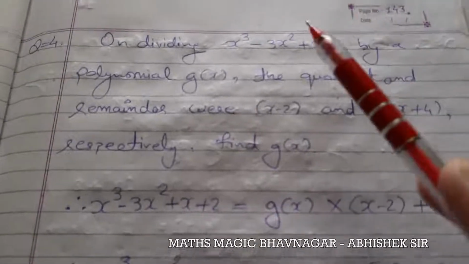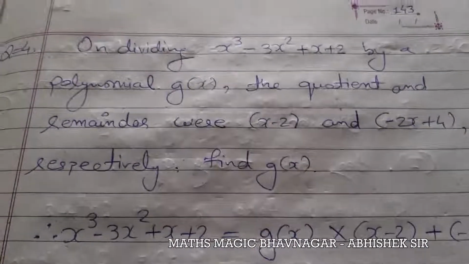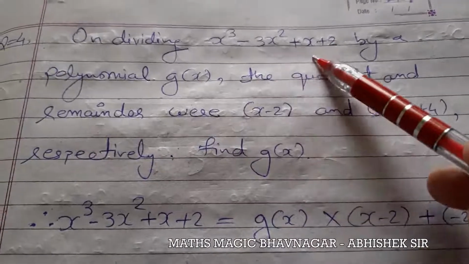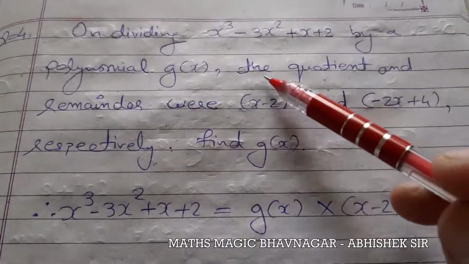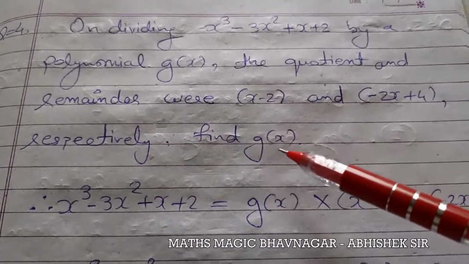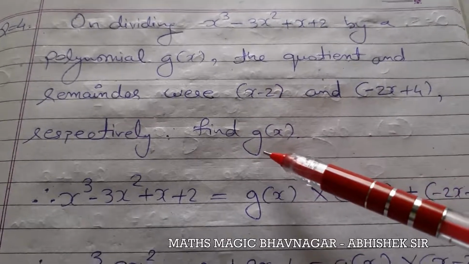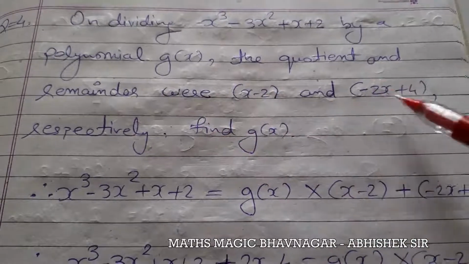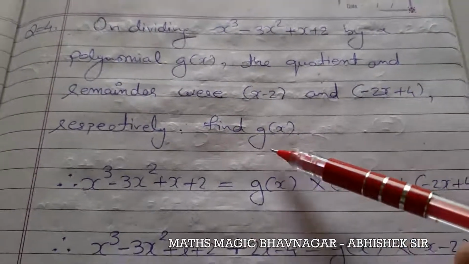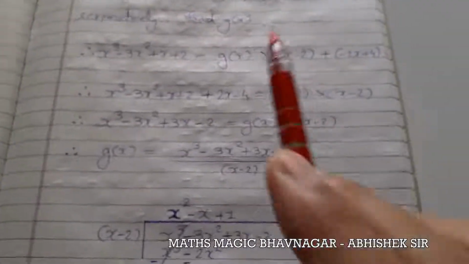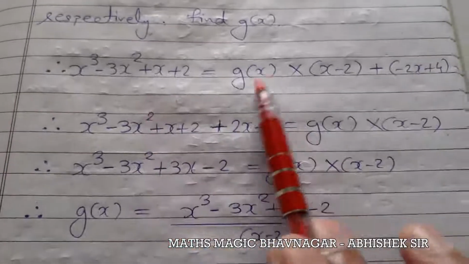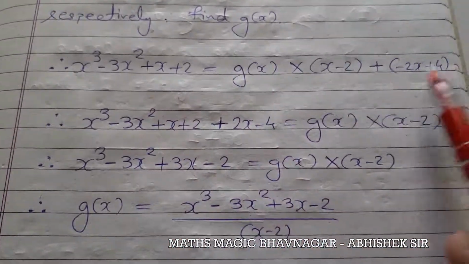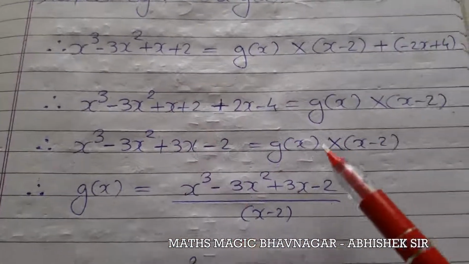Now question number 4. On dividing x cube minus 3x square plus x plus 2 by a polynomial g of x, the quotient and remainder were x minus 2 and minus 2x plus 4. Quotient is x minus 2 and the remainder is minus 2x plus 4. Find g of x. Here we have to find the divisor. By applying the formula dividend is equal to divisor into quotient plus remainder, we will get the answer.